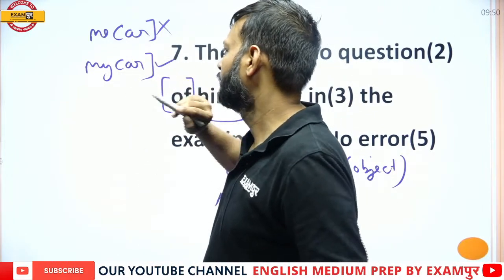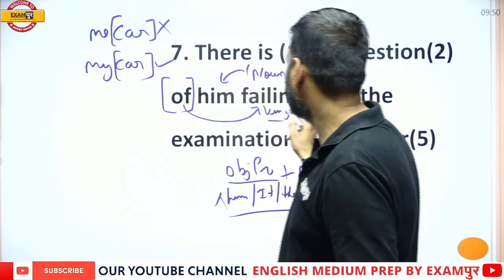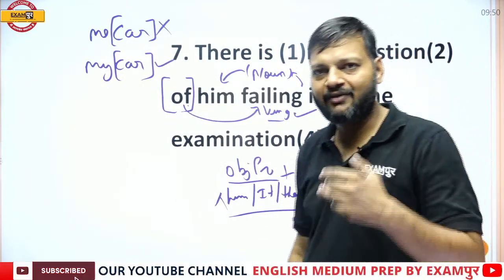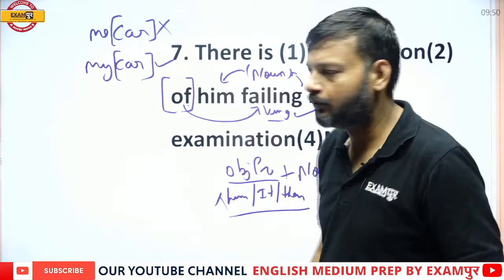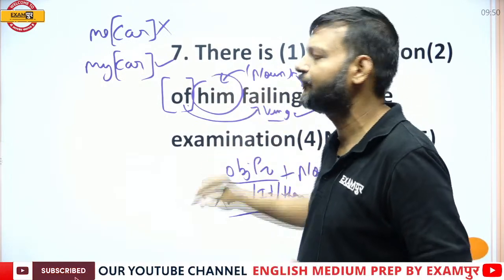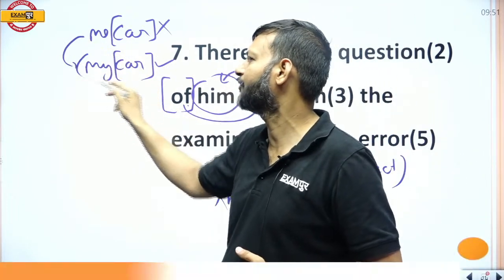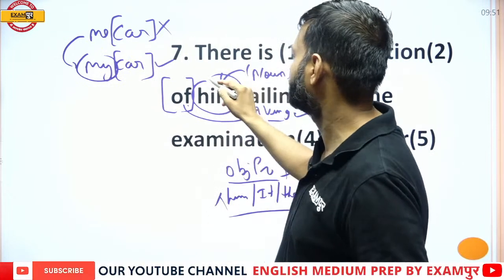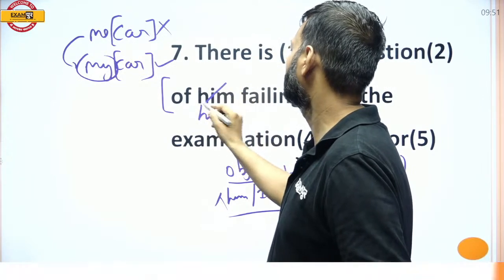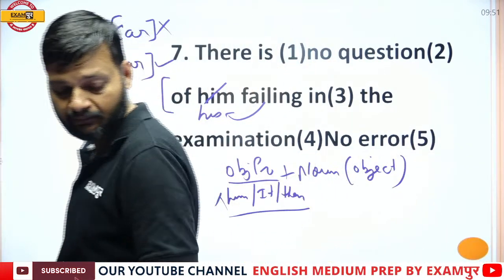My car is correct. So as car is a noun here, the same way failing is a noun, because preposition is followed by a gerund. Gerund is the ing form of verb, which is also a noun. So here failing is a noun, and a noun cannot be used with an objective pronoun. So what should we do? As we have changed me into my in the example, we have to change him into his, because before a noun only a possessive can be used, right?